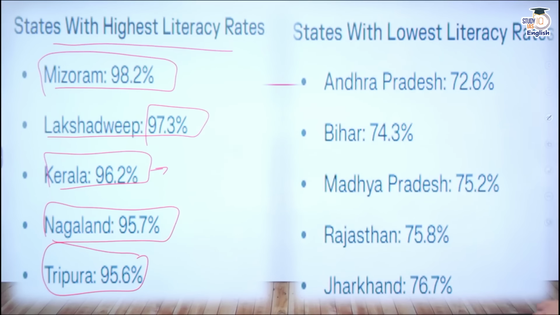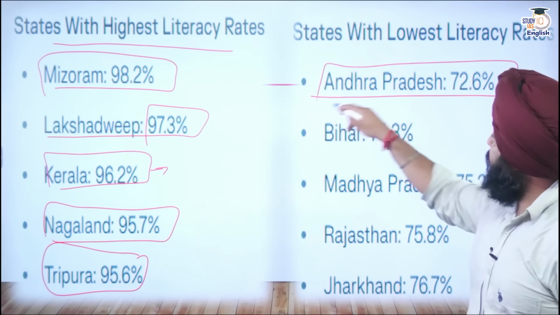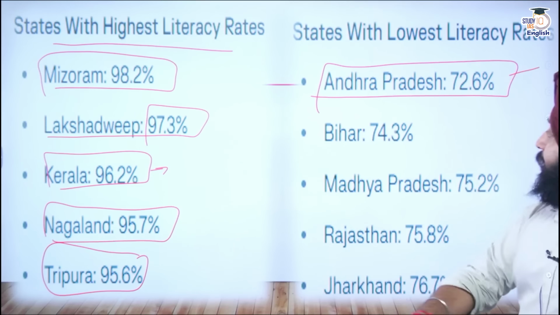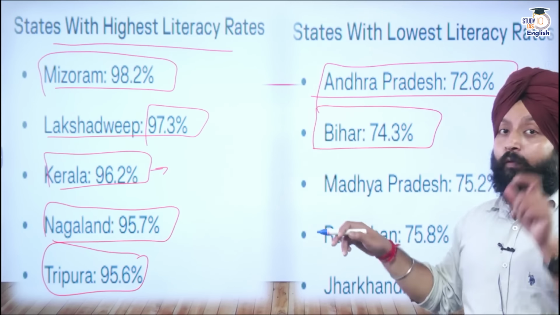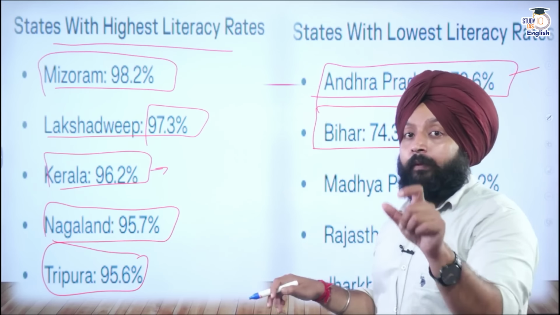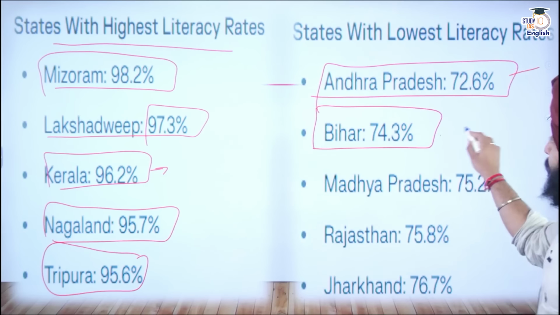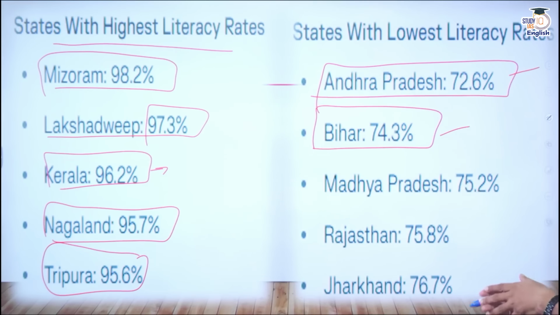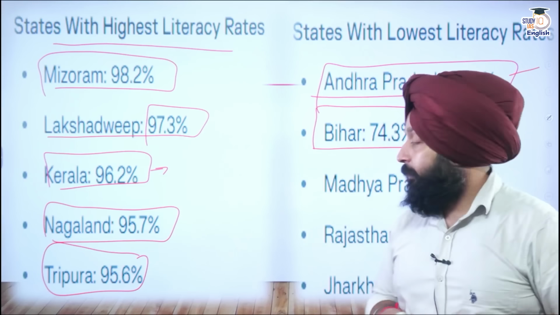Whereas there are certain states such as Andhra Pradesh. Andhra Pradesh is an exception in southern India. Here the literacy rate is 72.6%. Bihar again. Now we'll see a common state, Bihar. The literacy rate in Bihar is also low. It is just 74.3%. Now if we compare Bihar to Mizoram, obviously there is a lot of difference.